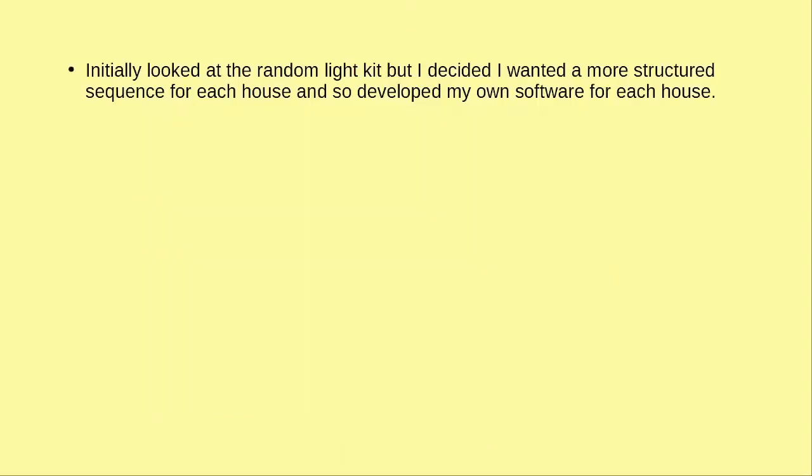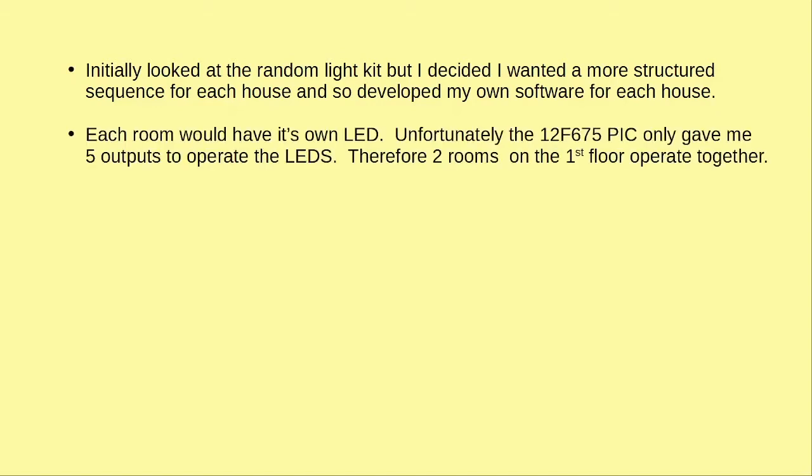Initially for the lighting I looked at the random light kit, but I decided I wanted a more structured sequence for each house, and so set about developing my own software for each house so that each one could have a different sequence of lighting events. Each room would have its own LED. There are 6 rooms altogether, but unfortunately the 12F675 PIC only gave me 5 outputs to operate the LEDs. Therefore 2 rooms on the first floor had to operate together.